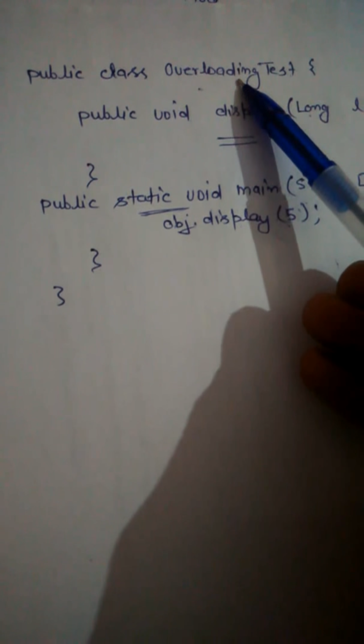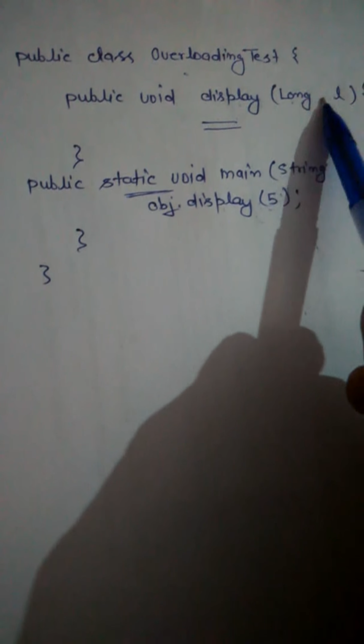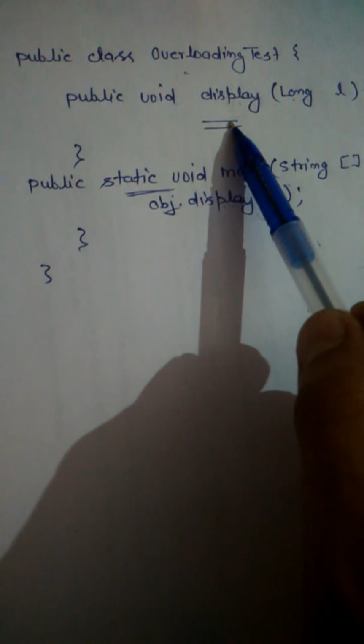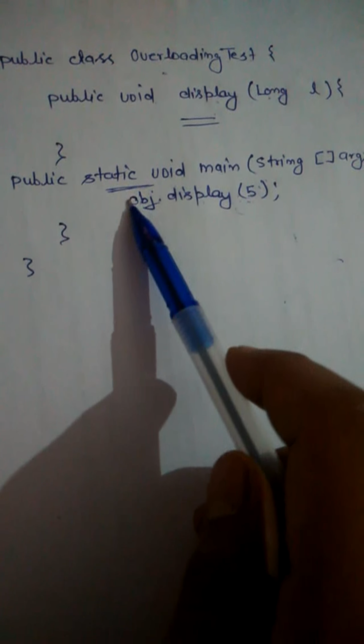We have a class overloading test. In this class, I have only one method, display, which accepts a reference type of long as its parameter. Inside that I have a main method, and inside that I am calling the display method. I'm really sorry, I didn't create the object, I'm directly using it.